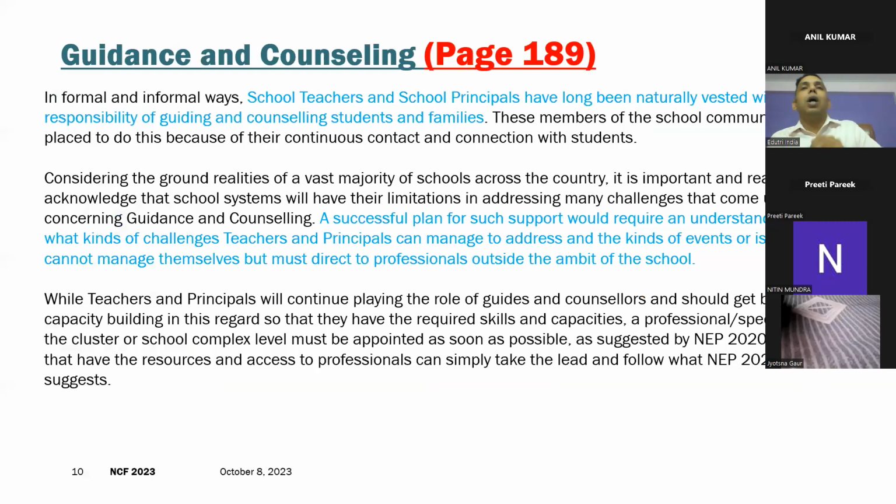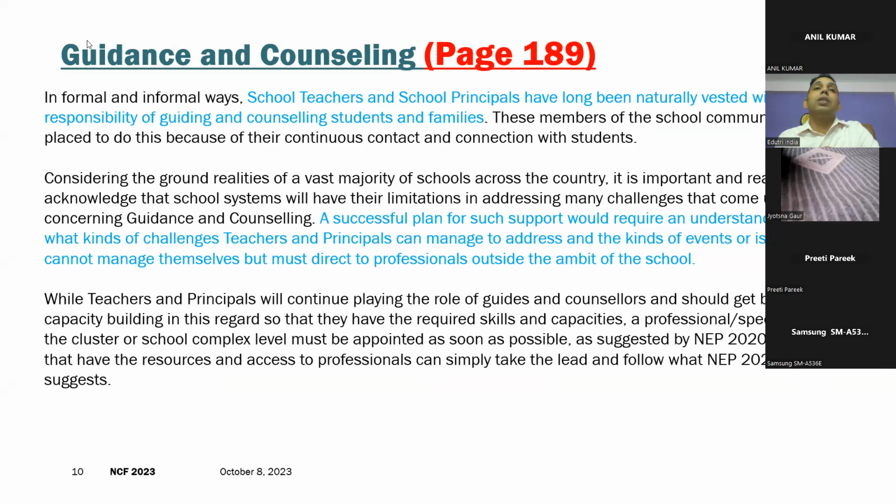Now, another thing which is very important in this document, here they have written page number 189 of the document. They are talking about school teachers and school principals have not been necessarily vested with the guiding and counseling, which nowadays we assume should be the work of a counselor in the school. No, they are saying it is not. Every parent, every class teacher, and every teacher should act as counselor. The counseling means dealing with the problems of the bachcha, whatever the problem.